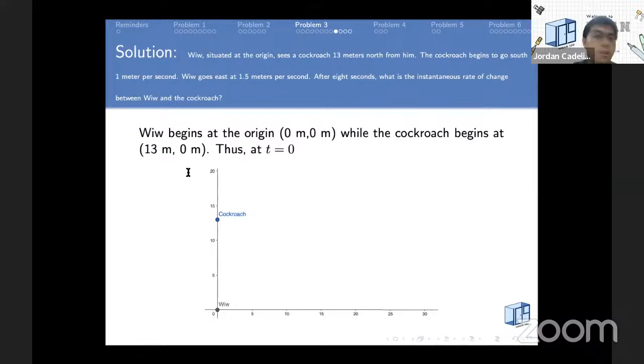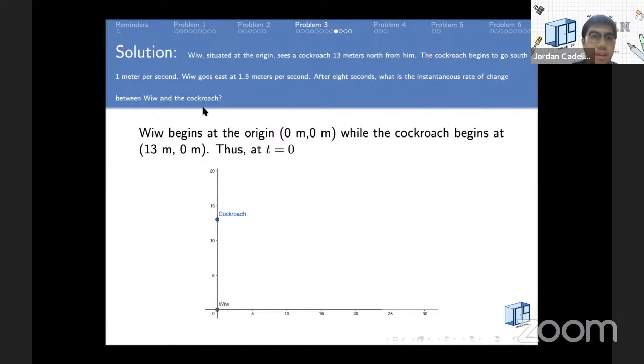So, solution. We visualize first our diagram. As you can see, we will begin at the origin, 0, 0. Here it is below. While the cockroach is at 13, 0, from 13 meters, 0 meters. Actually, what should this be? Because this is the x and y-axis, 13, 0 should actually be 0, 13. Sorry, there's a minor error in the slides for this problem. So it is on the y-axis, so it is at this point. At t equals 0, these are their positions. So clear that.